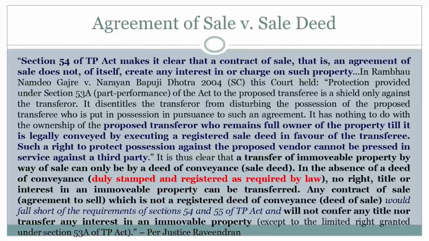Then Justice Ravindran looks at the case of Rambhau Namdeo Gajre versus Narayan Bapuji Dhotra, decided in 2004 by the Supreme Court. So what then did the Supreme Court hold in the case of Narayan Bapuji? They held: protection provided under Section 53A of the Act. Now they're going back to part performance, harking back to the illustration of part performance that I used earlier.